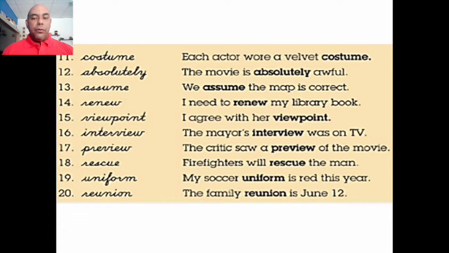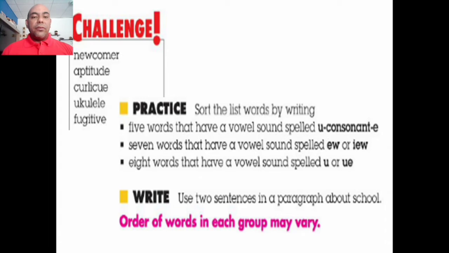Reunion. Reunion. And we also have the challenge words: newcomer, aptitude, curlicue, ukulele, and fugitive. Now, what are you going to do? As the book says, in the practice part, you need to sort the list words by writing 5 words that have a vowel sound spelled U, consonant E, 7 words that have a vowel sound spelled EW or IEW, and 8 words that have a vowel sound spelled U or UE.